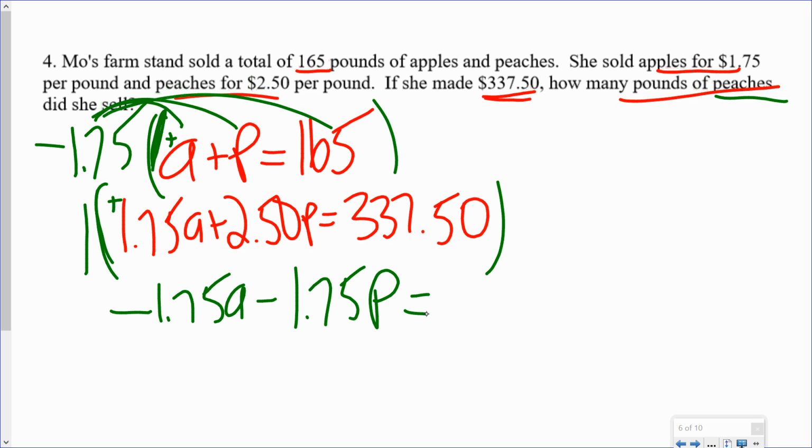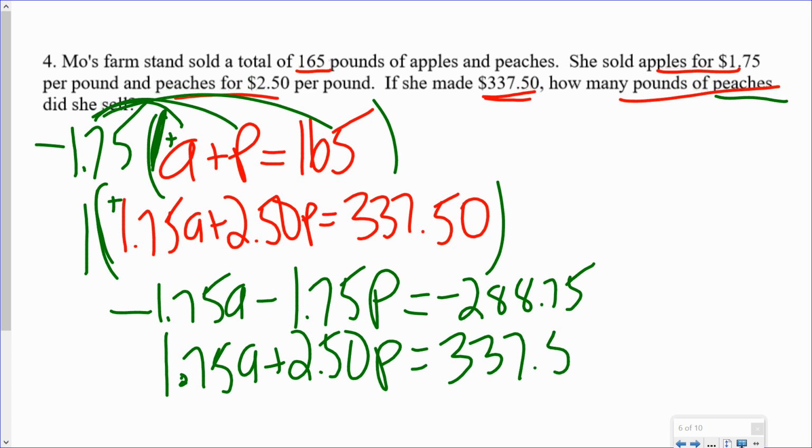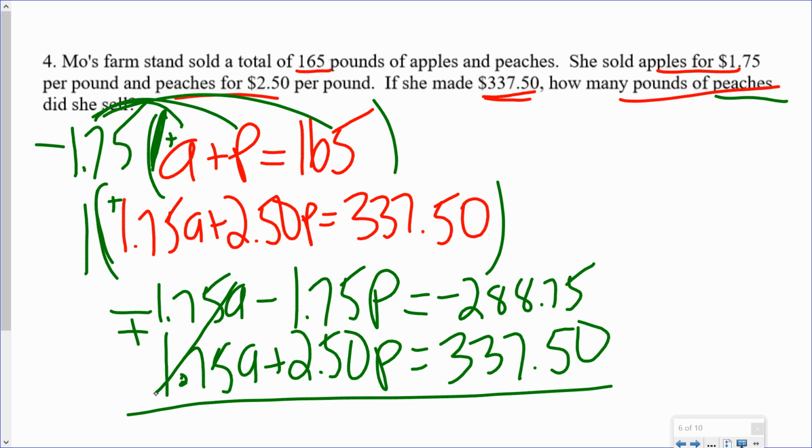I'm using my calculator for that. Negative 288.75. The bottom one I'm just multiplying by 1, so nothing's changing. I add them together. My A's cancel. I get 0.75P equals, I'm going to use my calculator for the next part, 48.75.